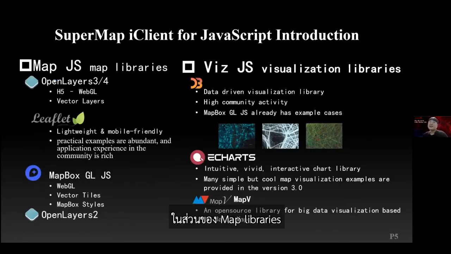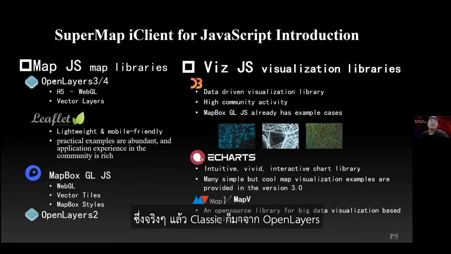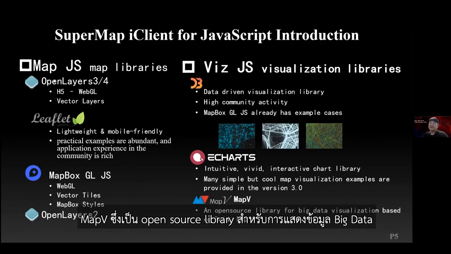And for the map library part, as I mentioned, it is based on OpenLayers, Leaflet, Mapbox GL, and Classic. Classic is actually based on OpenLayers too. And for the visualization library, we are based on D3, which is a data-driven visualization library, and eCharts. It provides us a lot of visualization effects on charts. And MapV is an open source library for big data visualization based on the Baidu map.